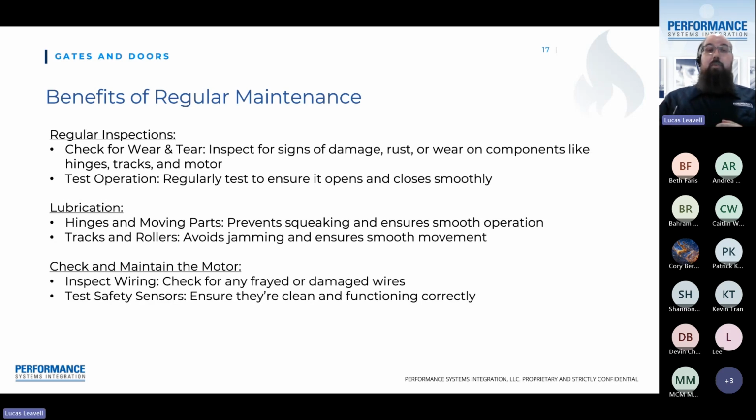When it comes to operators and the motors of the gate itself, you need to make sure that the wiring is in good condition. There are insects and rodents that will chew on wiring just because it's there, as well as the safety sensors. You need to make sure that they are operable and in good condition and will detect what they're supposed to detect. These are all services that we here at PSI offer within our gates and doors department.